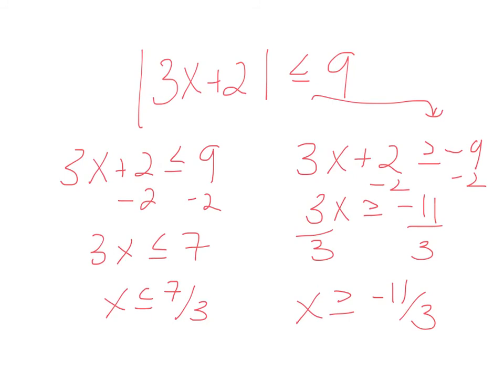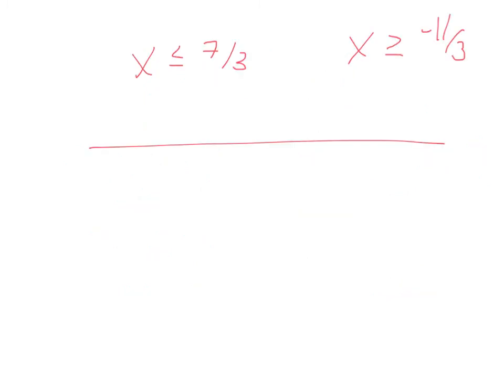Now, the way we write this final answer is important. I tend to graph the answers before I make any attempt to write my final solution. So if this is 0 on a number line, 7/3 is a little bit more than 2, so I'm about right there. This is 2. And negative 11/3, this is negative 3, and this is negative 4. Negative 11/3 is right here.